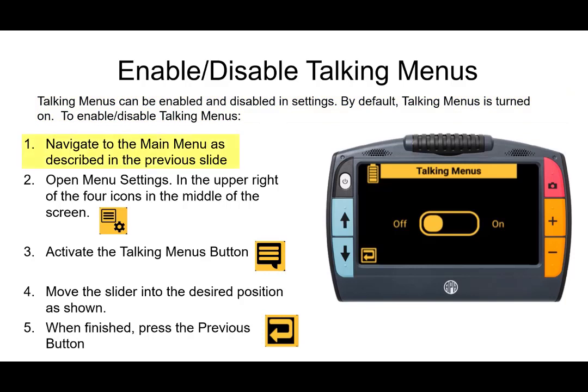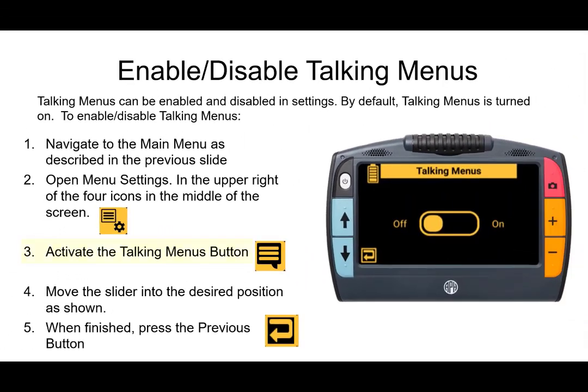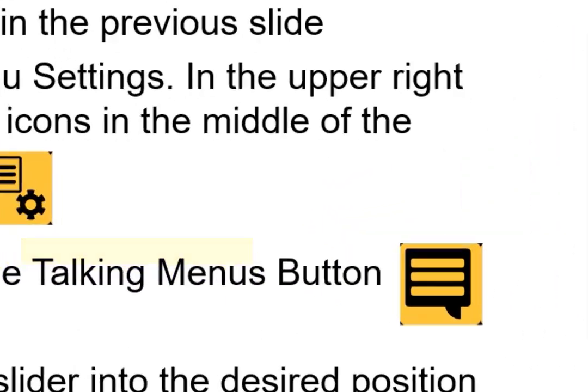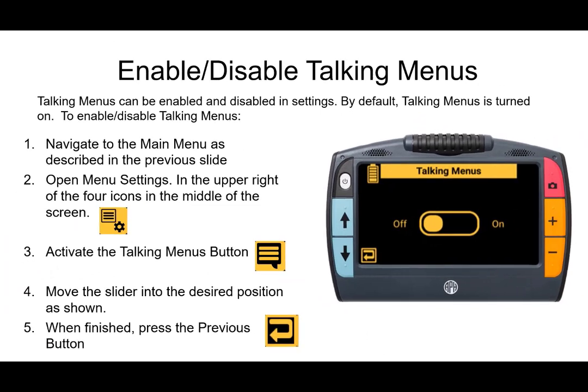You're going to navigate to the main menu that we talked about before, and from there you're going to open what's called the menu settings, and it's located in the upper right of those 4 icons in the middle of the screen. And this is what it looks like, just a sort of a bubble with lines in it next to a settings gear in that icon. So after that, you're going to activate the talking menus button, which looks like a speech bubble with lines on it. And now you'll get to this screen that's showing here, where you'll just turn that toggle on or off as desired. And when you're done, just press your previous button to back out.